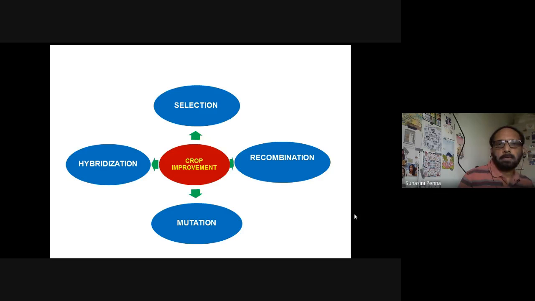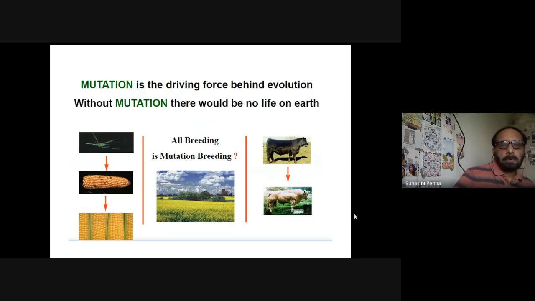Selection is like you select allied types in the farmer's field and then pick it up as a new germplasm line and then go to breeding. Hybridization is like you have wild species where you try to introgress a useful gene into the cultivated germplasm. Recombination and then mutation. So I will talk to you about mutation today. People feel that mutation could be the driving force behind the evolution that has taken place. Without mutation, there is normally no change, no modification that we see.